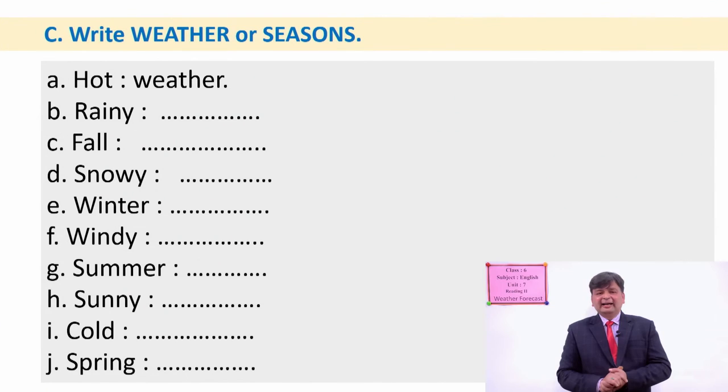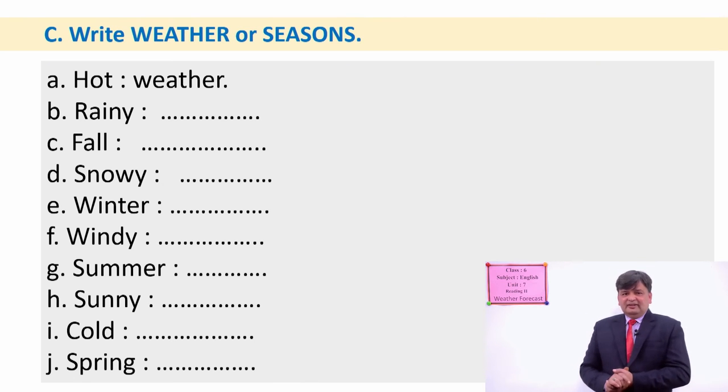So there are 6? No. So there are only 4 seasons. There are 4 seasons in English and we have 6 seasons in Nepali. In the Nepali calendar, we have 6 seasons, and in the English calendar, they have 4 seasons only. Okay? So this time you have to find out whether the nouns we talk about are related to weather or season.